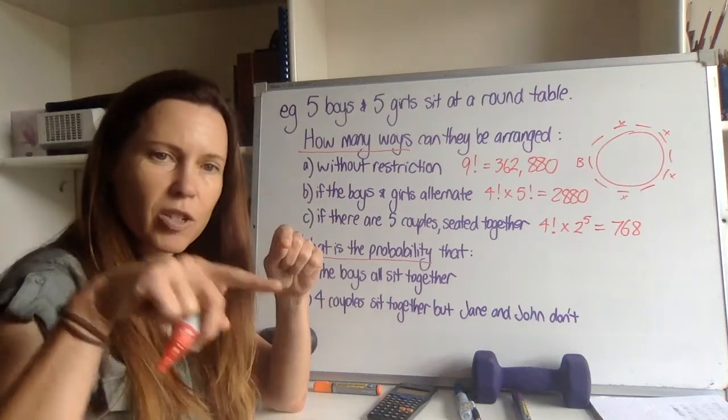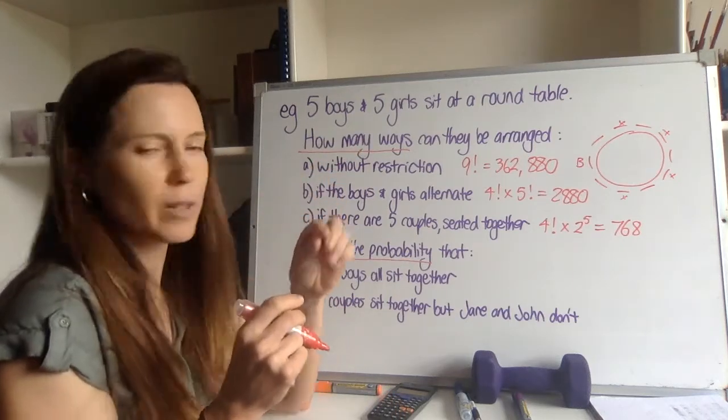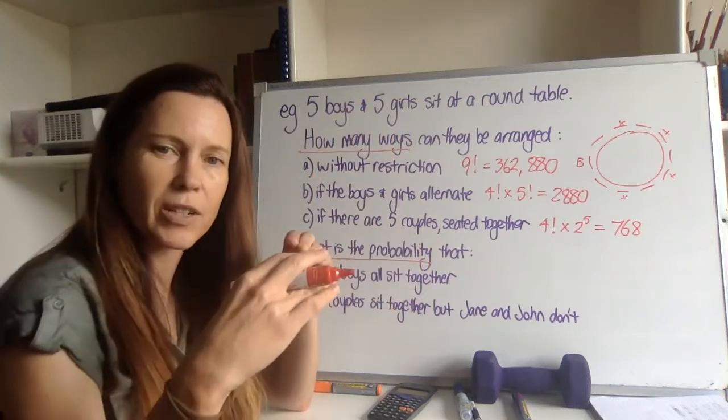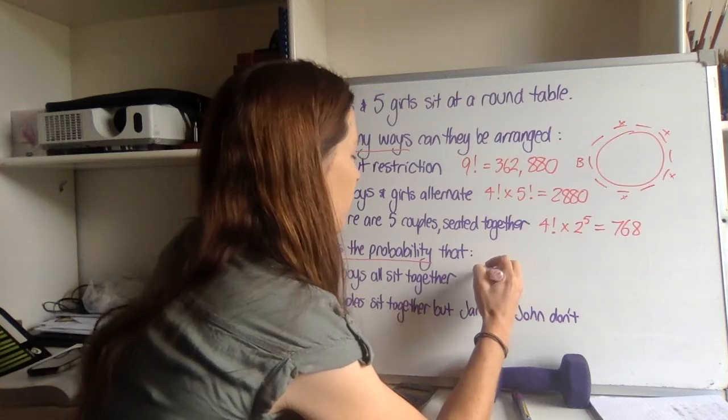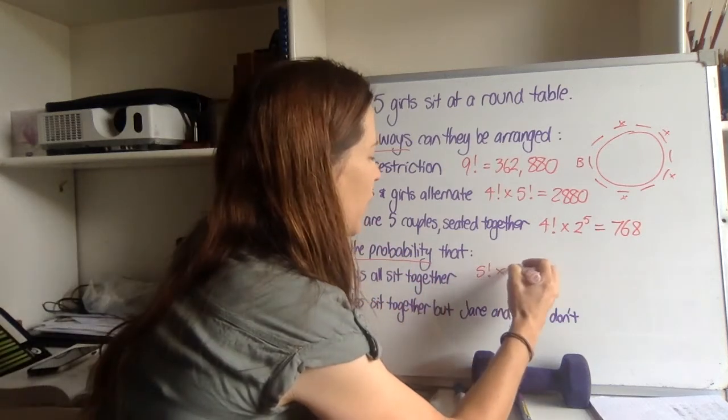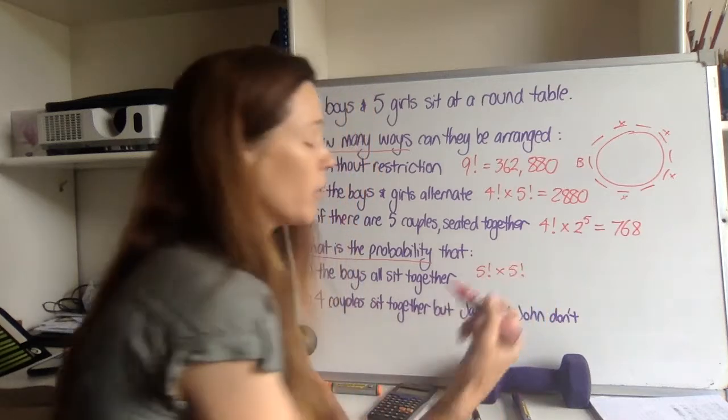There's 5 positions that the boys could be in, the one on the end next to the girls up this way, all the way down. So it's almost like we're arranging lines now. We've got 5 factorial ways to arrange the boys, times 5 factorial ways to arrange the girls.